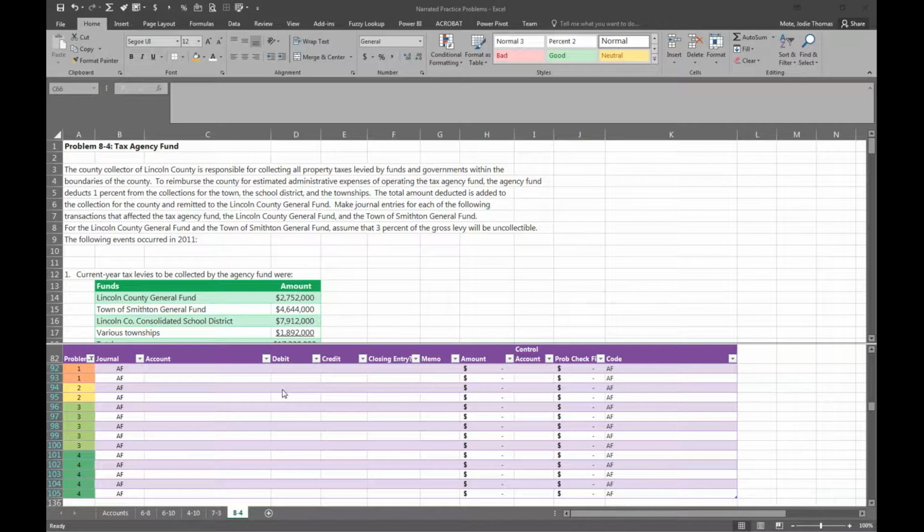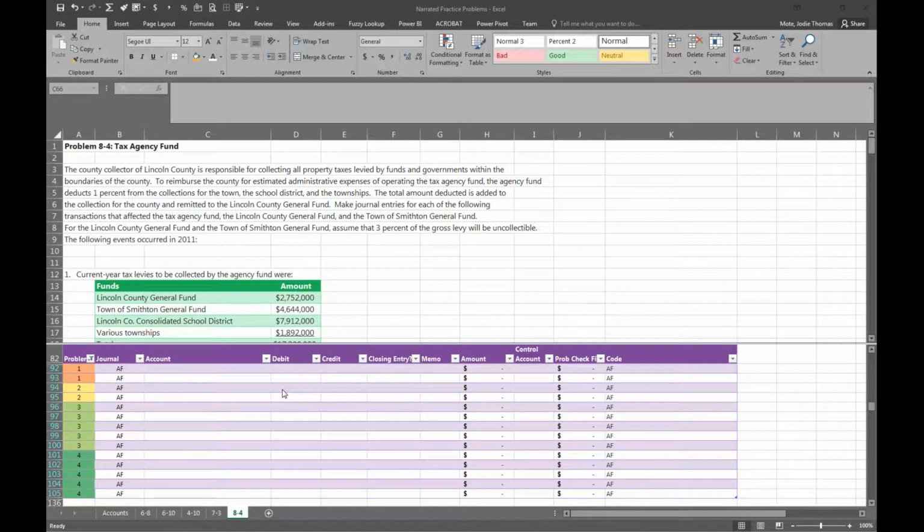So basically everything for the tax agency fund is going to be a wash. And you'll see that in the ending trial balance and in the trial balance on your city project that you work on throughout the semester, that there's not going to be any income, retained earnings, or net assets, or fund balance. Everything's just an in and out on an agency fund.